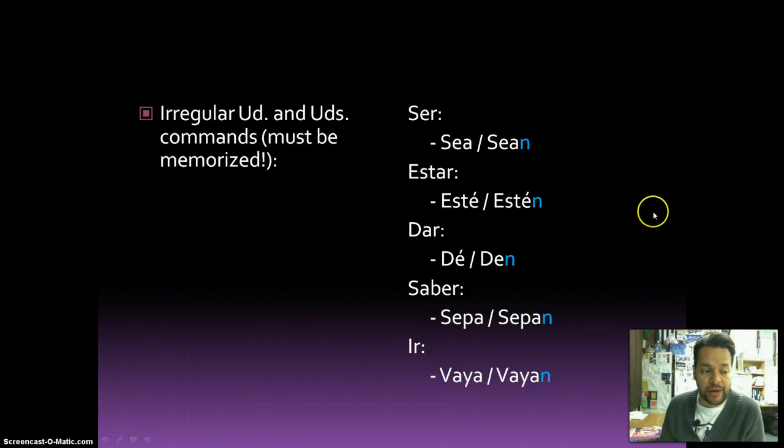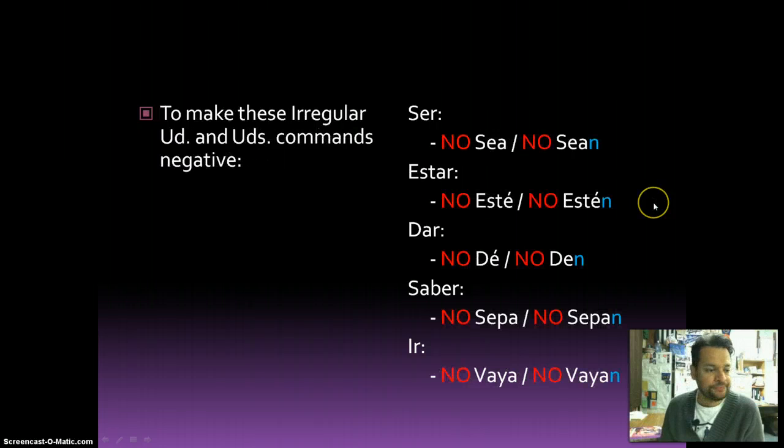To make these irregular usted and ustedes commands negative, just put the word no in front. No sea, no sean, no esté, no estén, no dé, no den, no sepa, no sepan, no vaya, no vayan. All right? And that's all you got to do. To make these into these, just put the word no in front.